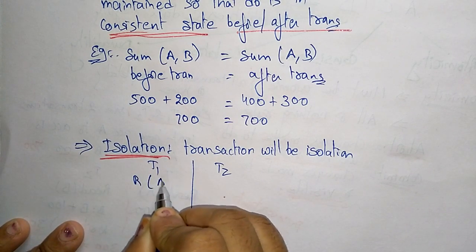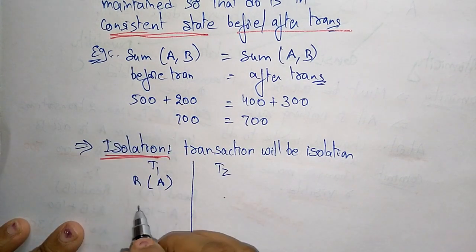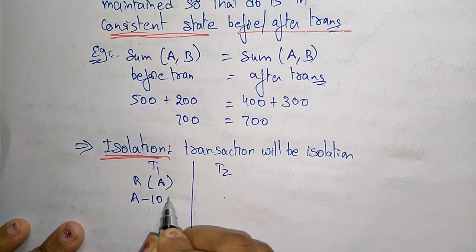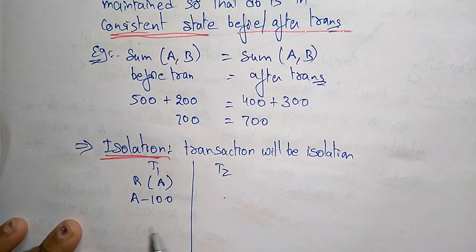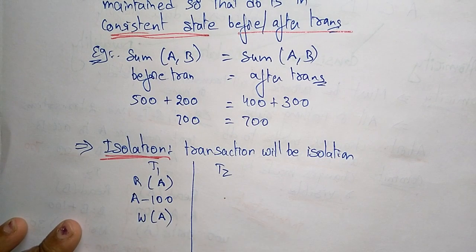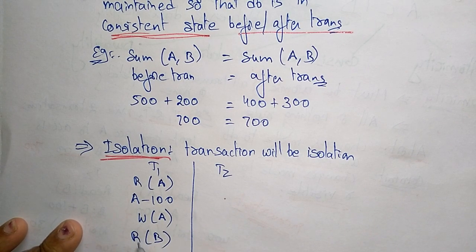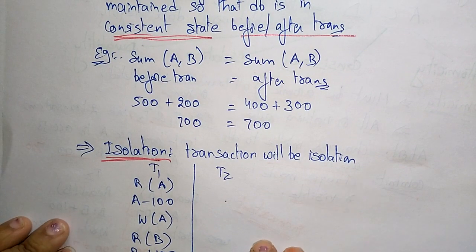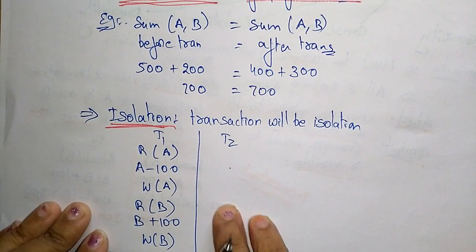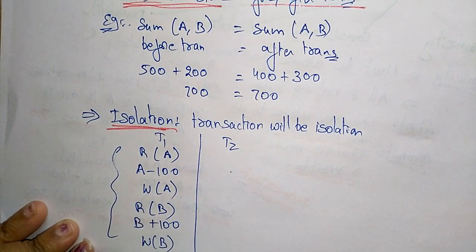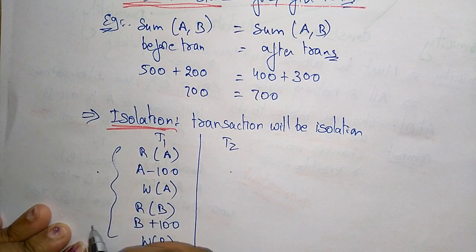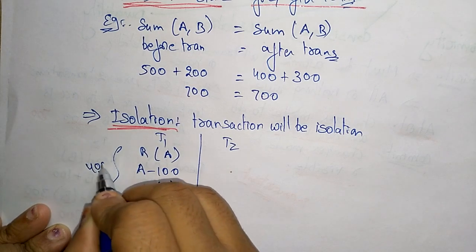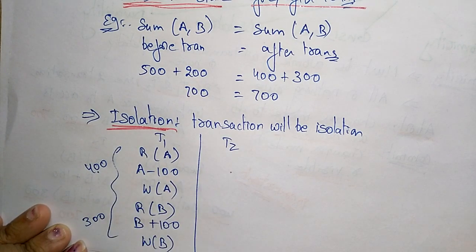First read A. The A value contains 500. Now A minus 100, so we deducted 100 rupees from account A. Then write A. Next read B, plus 100, and write B. This is completely one transaction, in which you are transferring 100 rupees from A to B. After the transaction, B becomes 200 plus 100, 300, and A is 400. So the database is maintained in a consistent state.